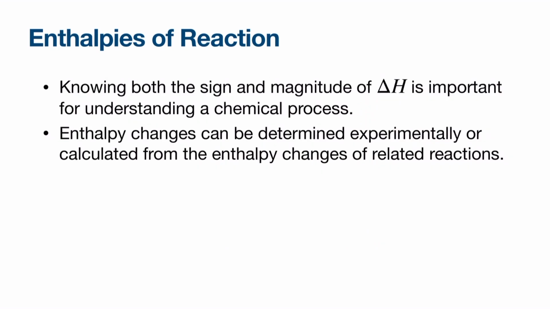It is important to know both the size or the magnitude and the sign of delta H. The magnitude tells us how much heat is involved, while the sign tells us whether the reaction gives off or absorbs heat. Together, they help us understand the energy change in a reaction. So we can find delta H or enthalpy changes in two ways, by measuring it in experiments or by calculating it using known enthalpy changes from other reactions.